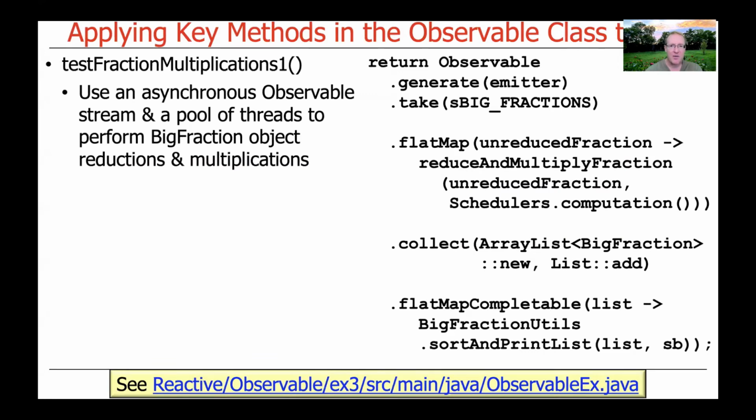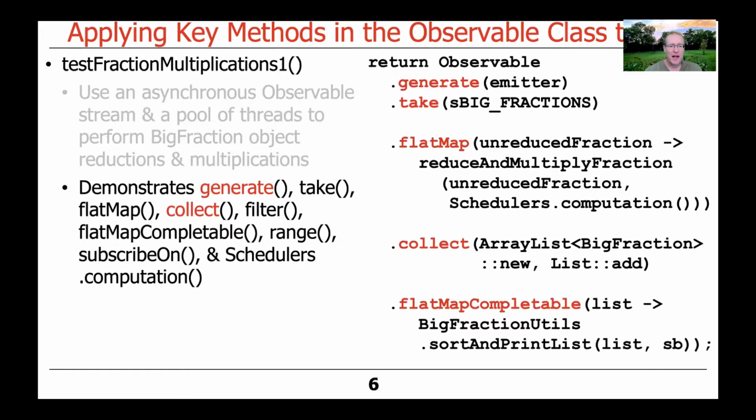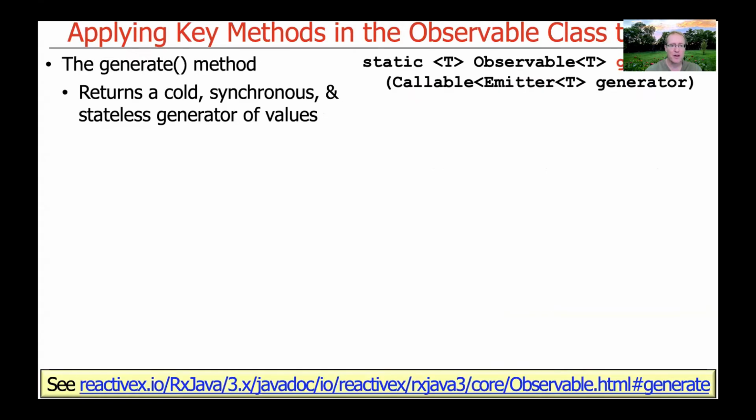So this is a test method called test fraction multiplications 1, and it's in the observable ex.java file in my ex3 example. And it's again going to basically perform reductions and multiplications of the results. And we're going to look here at the use of generate, and we're going to take a look at the use of collect. So these are two methods we haven't looked at before. We looked at other variants of those methods before.